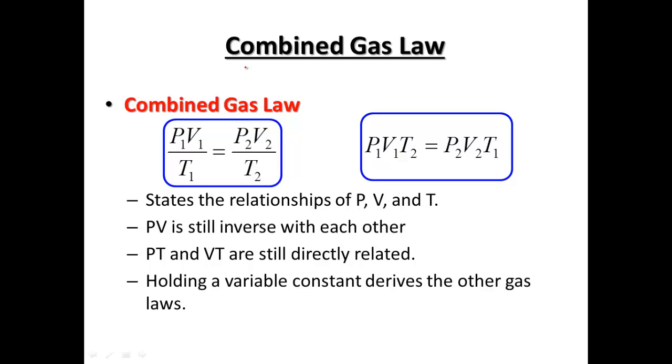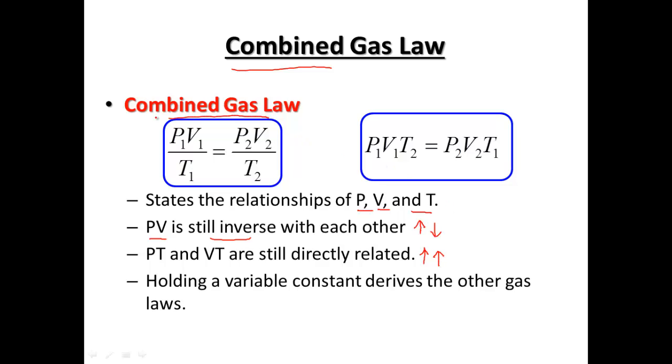Now we're going to look into putting the gas laws that we've talked about together. So we call that our combined gas laws when they're combined together. Now our relationships between pressure, volume, and temperature haven't changed. Pressure and volume are inverse to each other, meaning one goes up, one goes down. And pressure and temperature are still directly related. One goes up, the other one goes up.